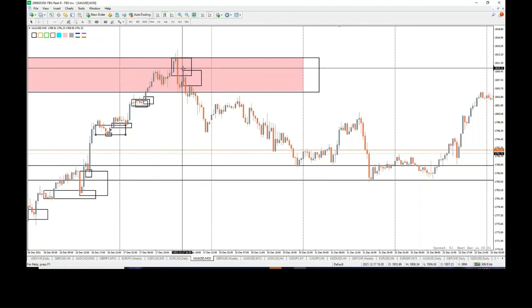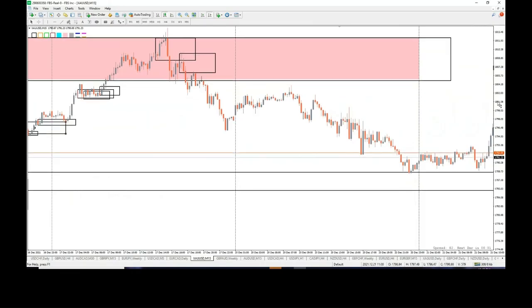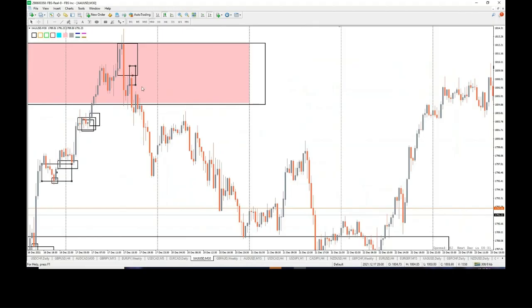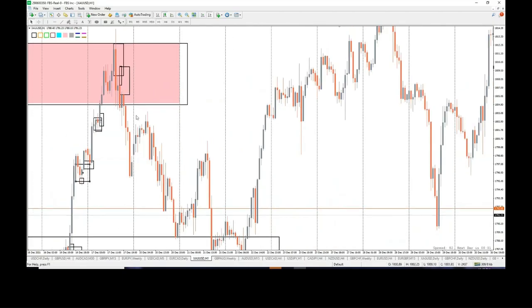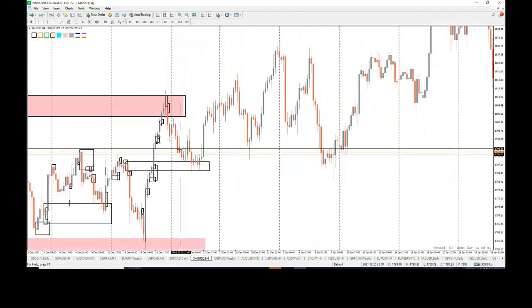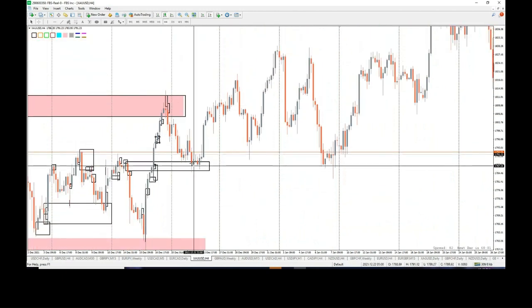But how do we do entry here, right? There's a confirmation on M15, and then confirmation on M30 for the next entries. So this is your H4 setup, right? Our first TP is here.